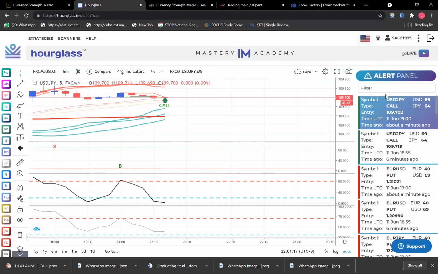Now, like I said, Cashtrap has an inbuilt currency strength meter. USD, JPY. As you can see, USD is 69, JPY is 64. What is going to happen to this market? Is this market selling?